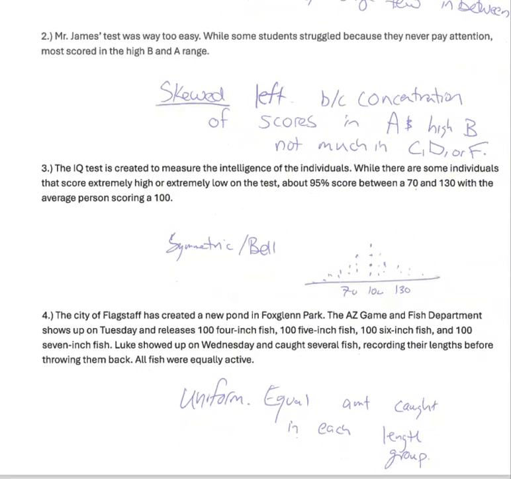Number 3 says an IQ test is created to measure the intelligence of individuals. While there are some individuals that score extremely high and some that score extremely low, about 95% score between 70 and 130, with the average person scoring 100. And if you plotted those, you end up with most of the data concentrated in the middle, so that would be bell-shaped. It's going to be symmetric and bell-shaped.